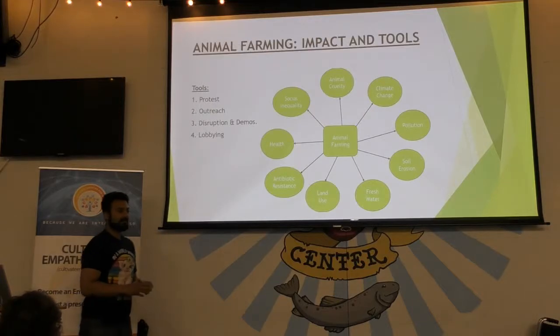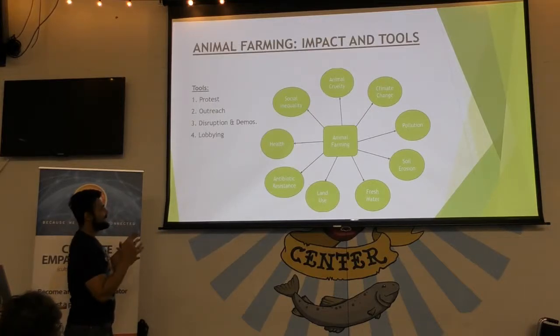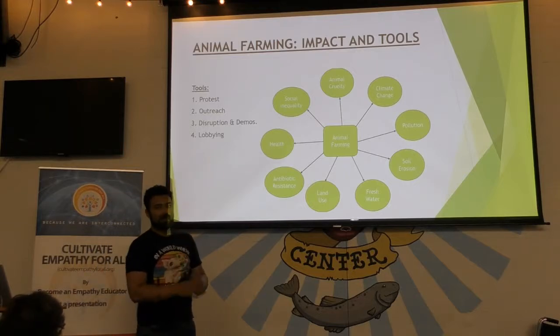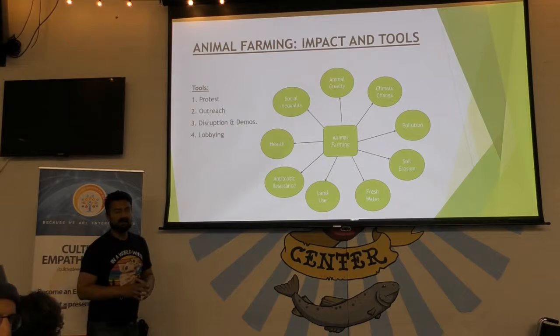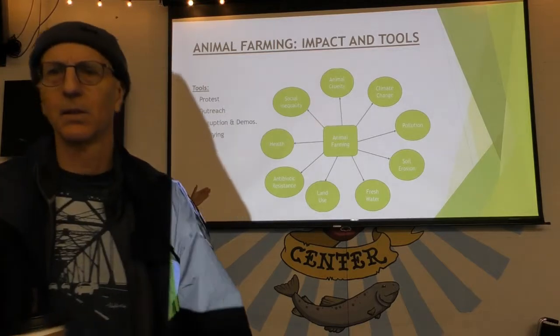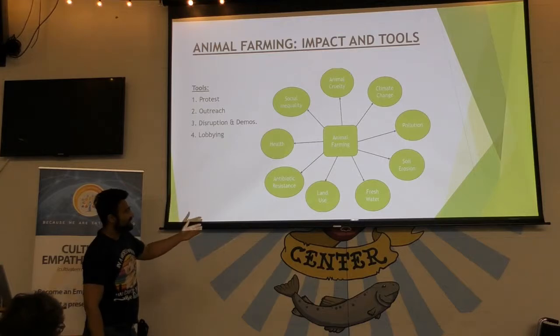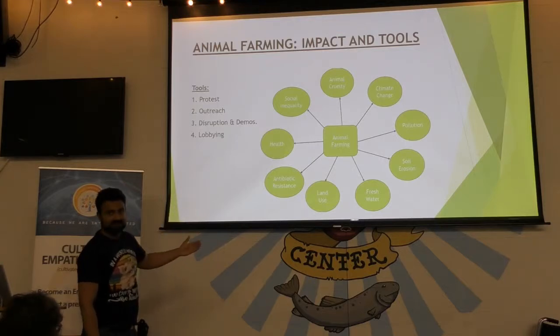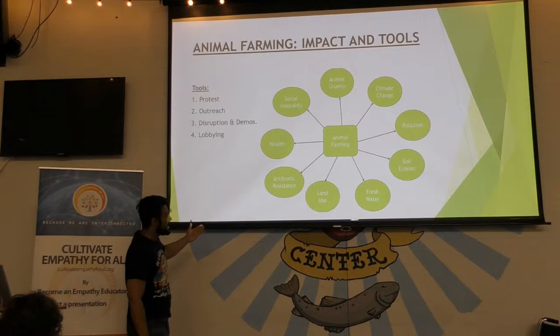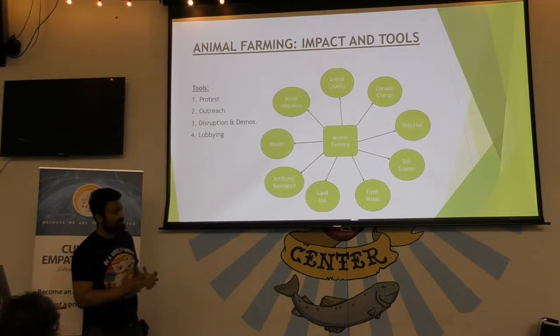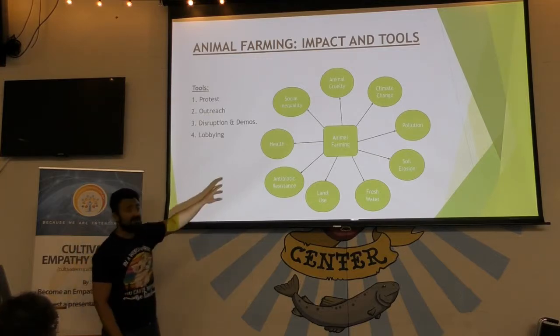Animal farming. We all know that animal farming causes animal cruelty, but it also contributes to climate change. It also contributes to pollution, soil erosion, fresh water consumption, land use, and antibiotic resistance. It deteriorates health. It amplifies social inequality. And all these issues are actually linked with animal farming.